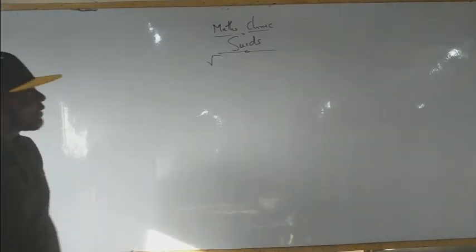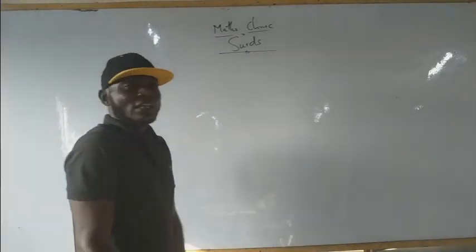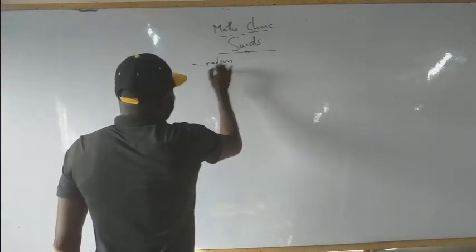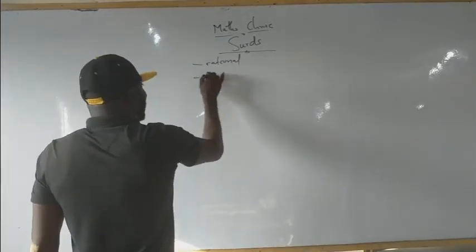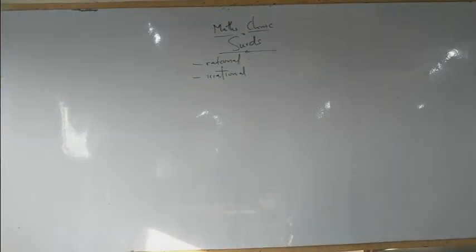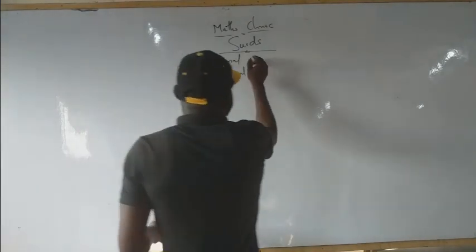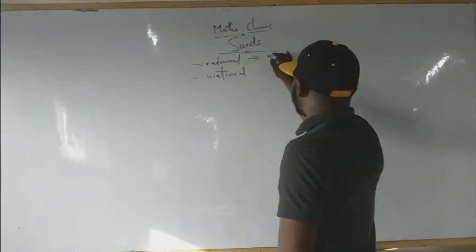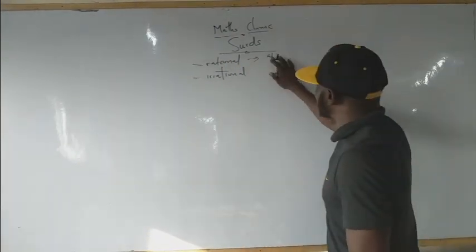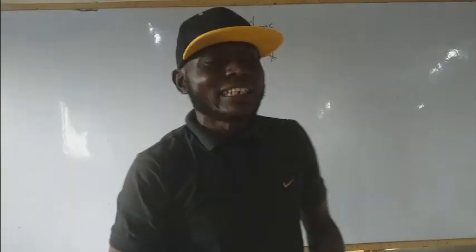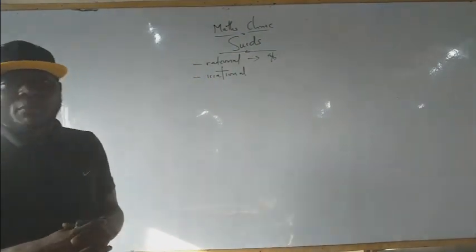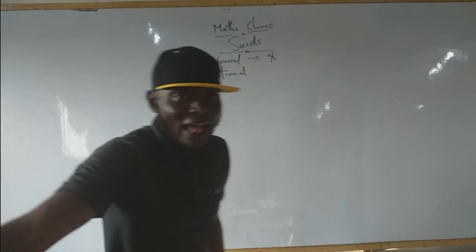There are two classes of surds: rational and irrational. What do you mean by rational? Rational numbers are the numbers that can be expressed in the form of A over B. Any number that can be expressed in this form, such that we have the numerator and the denominator, is referred to as a rational number.